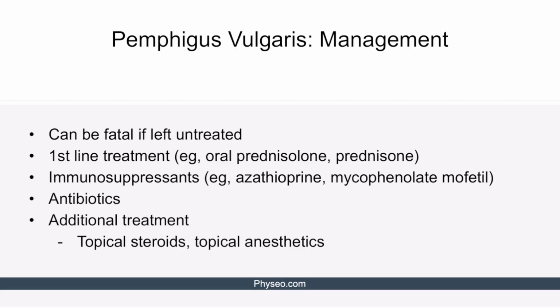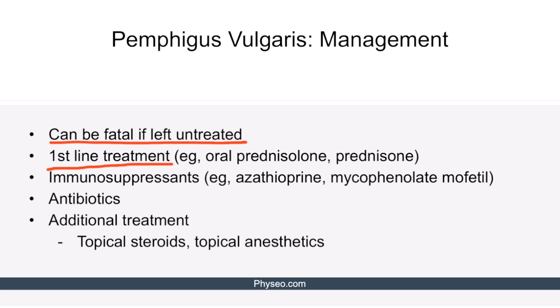Finally, let's discuss the treatment. The primary goal for the treatment is to decrease skin erosions and blisters in a timely manner, and to prevent infections since the condition can be fatal if left untreated. First-line treatment involves systemic steroids such as oral prednisone or IV bolus methylprednisolone.